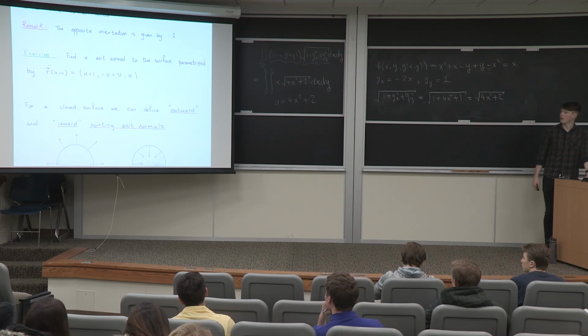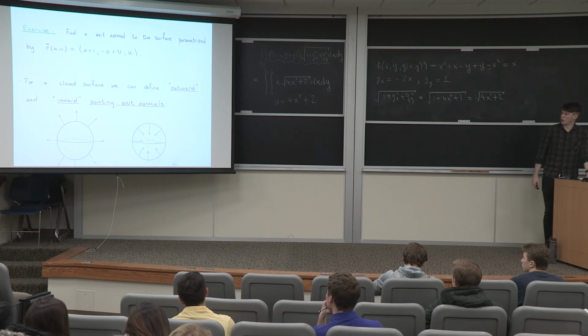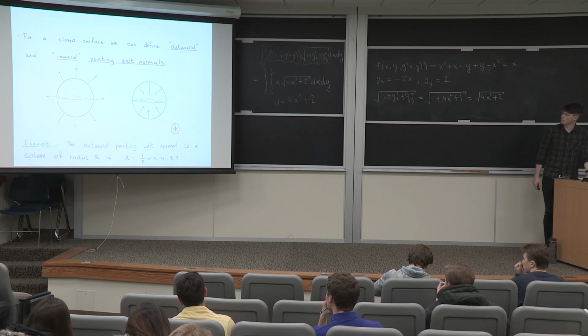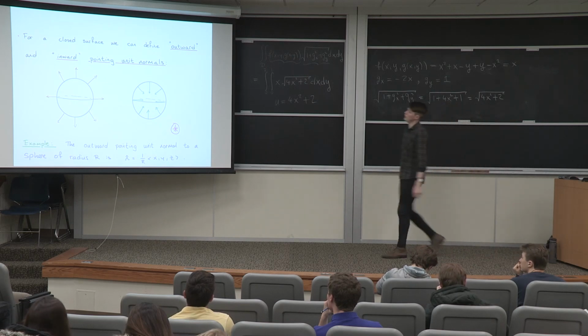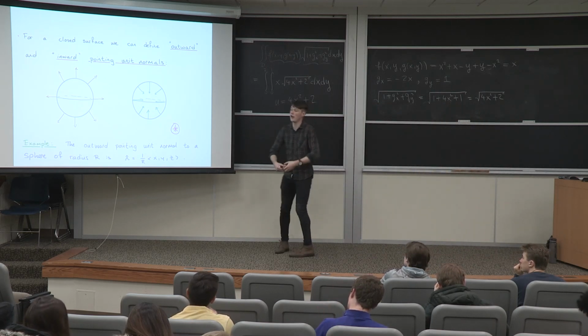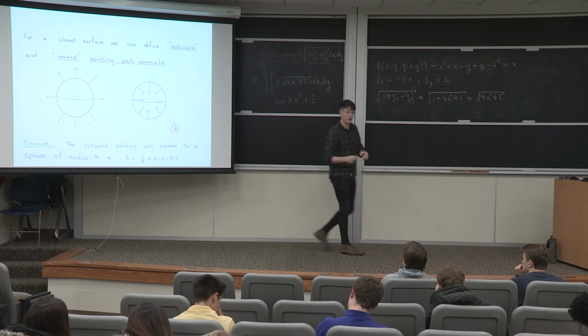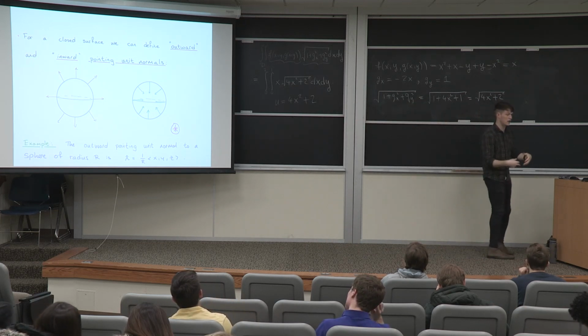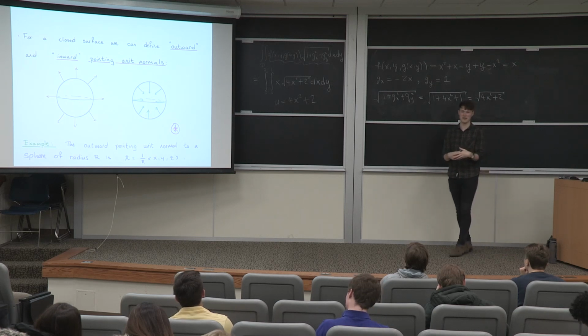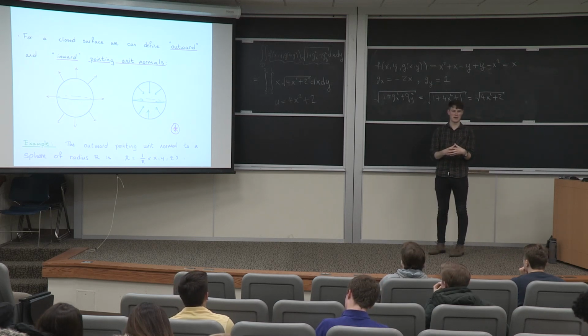So, let's say we have a closed surface. You can define outward and inward pointing unit normal. So I have the sphere and I have something flowing through it. I can think about it as positive if it flows outward, or positive if it flows inward. Does that make sense?